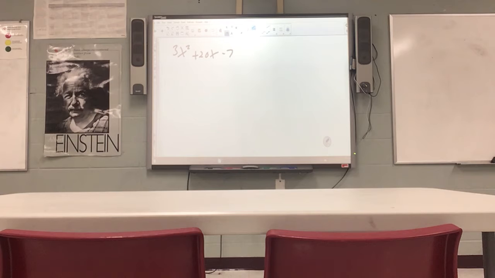So first thing to check for is, do all three of those terms have anything other than 1 in common? Is there a greatest common factor other than 1? No, because 3 won't go into 7, so you don't have anything there. So then you go ahead and check your A times C. 3 times negative 7 is negative 21. I need the factors of negative 21 that when I add them, I get a positive 20.